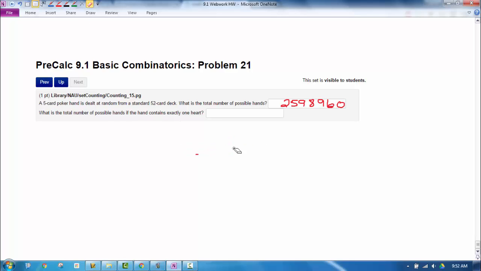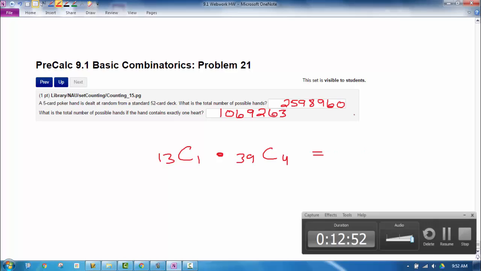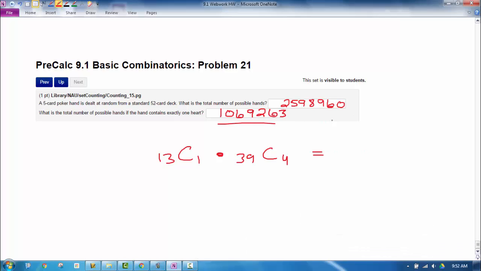And the second one wants the total number of possible hands that contain exactly 1 heart. So with 1 heart, there's 13 hearts. We're choosing 1 of those, so that's actually 13, times the other 4 cards from the remaining. So there's 39 cards remaining. We're choosing 4 more from those. So that would give you the total number of possible hands then, which would be a little over 1 million, this number here.